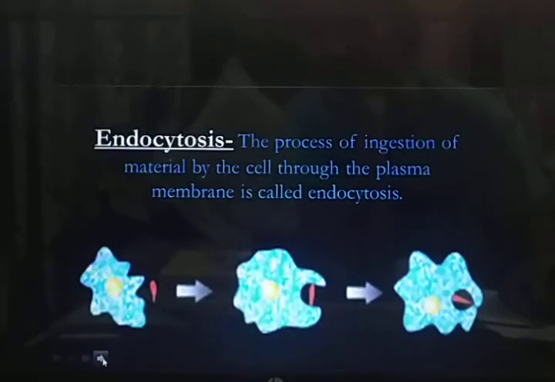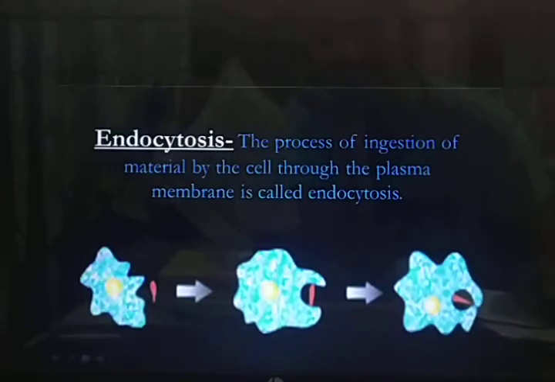Now we are going to talk about endocytosis. What is endocytosis? Endo means inside. The word cyto is used for the cell. So endocytosis is the process of ingestion. Ingestion means intake of food or anything. It is the ingestion of material by a cell through the plasma membrane.